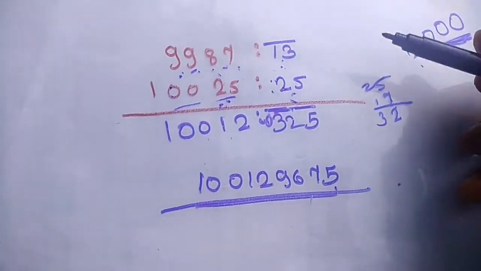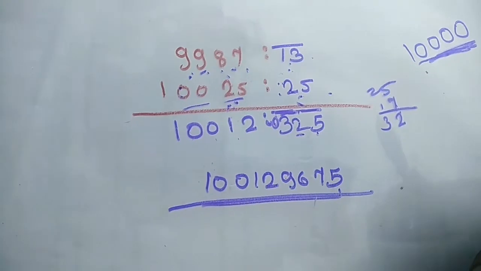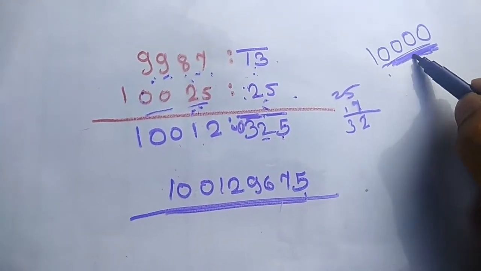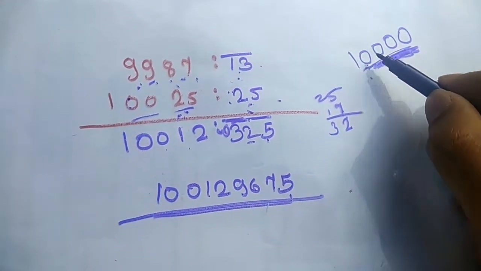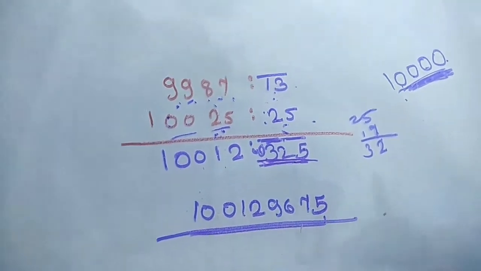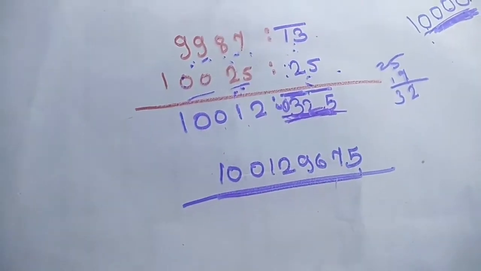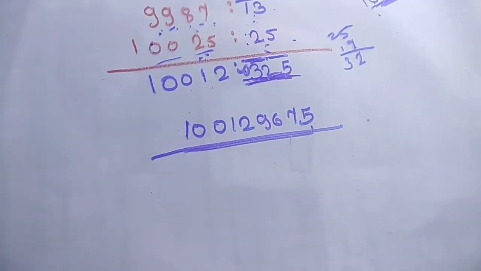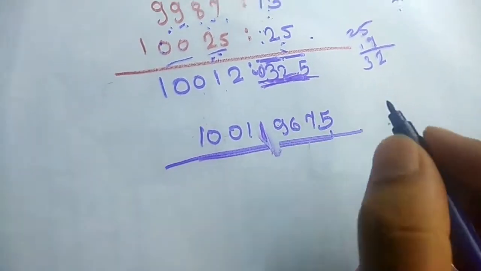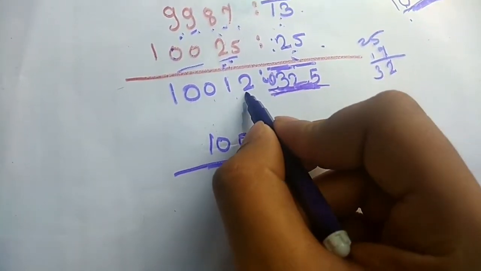Now, my dear friends, 13 into 25 is 325. But our base is 10,000. 10,000 has 4 zeros. So, this side number must have 4 figures. Isn't that so? Now, the pretty simple trick I use: subtract 1 from this side to get the answer.